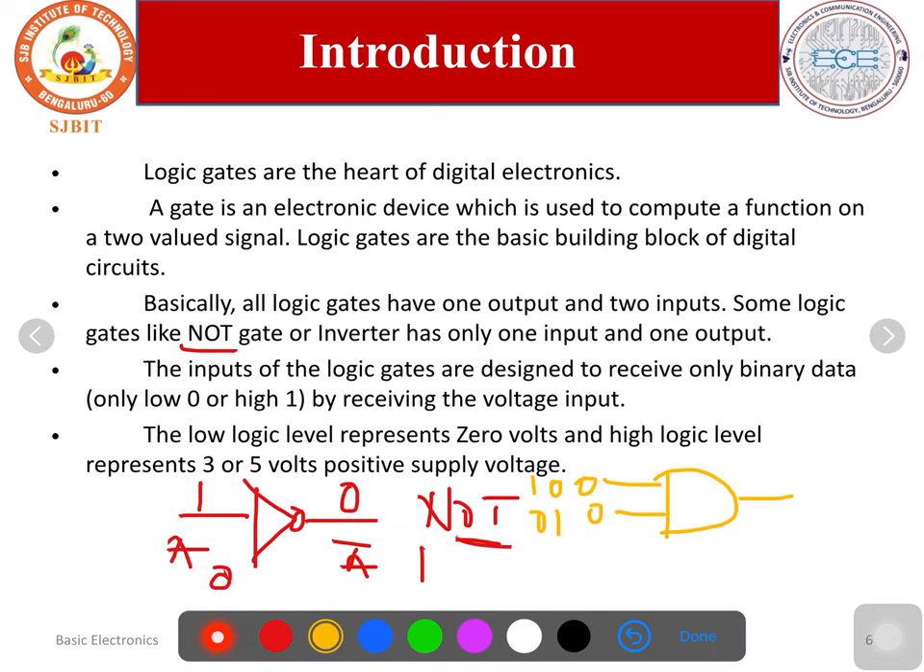How do you apply this 0 and 1? For logic 0 we will apply 0 volts. Usually that logic 0 is called logic low or low logic level. The high logic level, that is 1, is represented usually by plus 5 volts. So what you need to understand is 0 volts represents a logic low level, that is 0, and plus 5 volts represents a logic 1 or high logic.